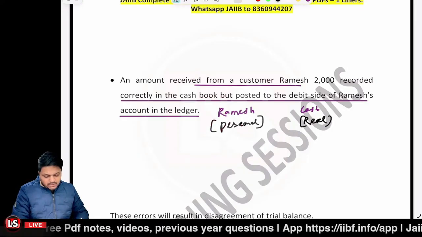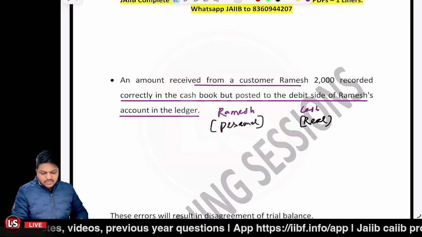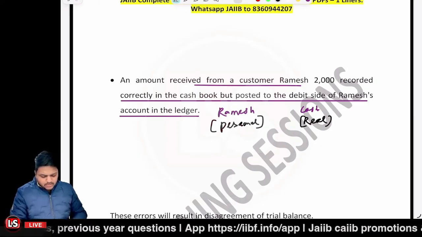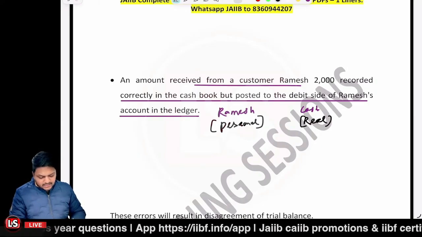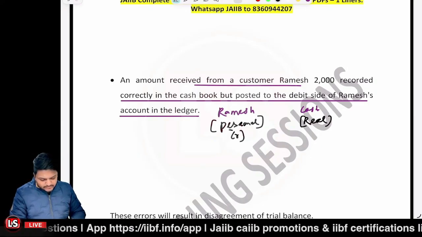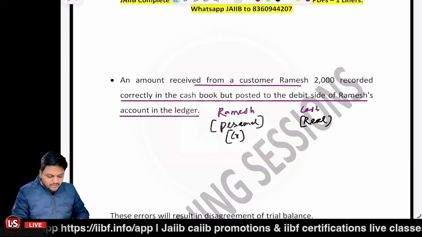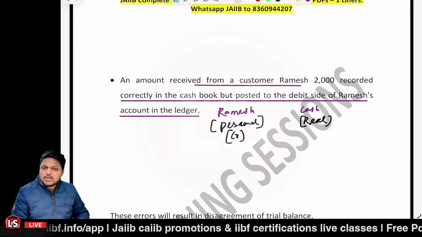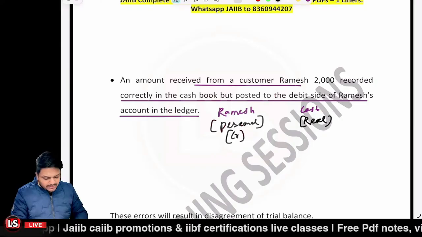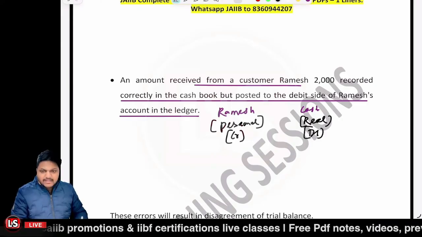Now, Ramesh has paid the cash. So Ramesh is the giver, right? So debit the receiver, credit the giver. For a real account, the rule is debit what comes in, credit what goes out. So the cash account is to be debited. This was to be the correct entry.